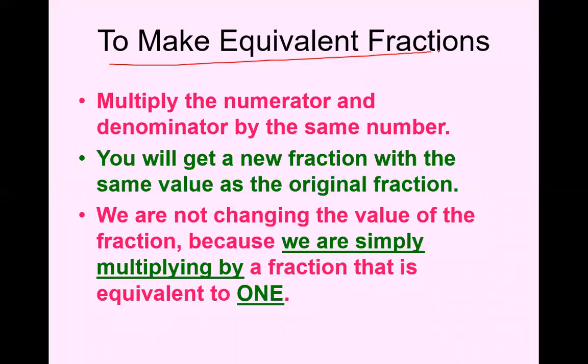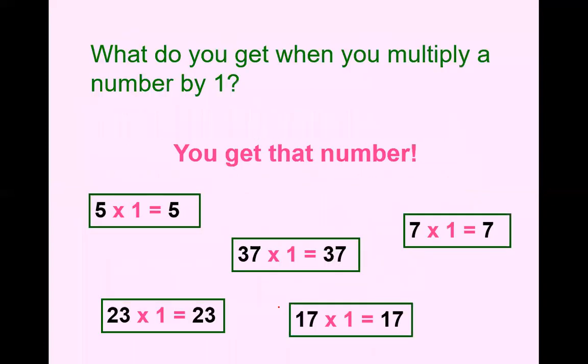So when we talk about making equivalent fractions, what we have to do is multiply the numerator and denominator by the same number. When you get a new fraction with the same value as the original fraction, this gives you an equivalent fraction. We are not changing the value of the fraction because we are simply multiplying by a fraction that is equivalent to 1. Let's see how it will work.